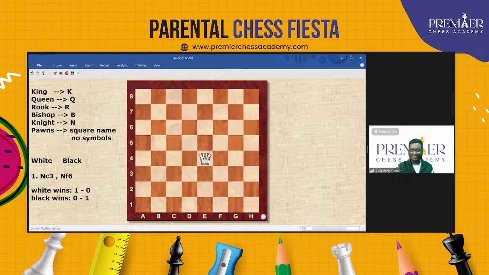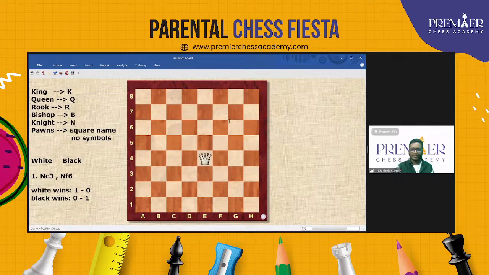Based on its movement, the queen covers more squares, but not the king. The king covers only 8 squares. Queen plays the role of rook and bishop, so it is more important. Okay, so the queen covers more space.